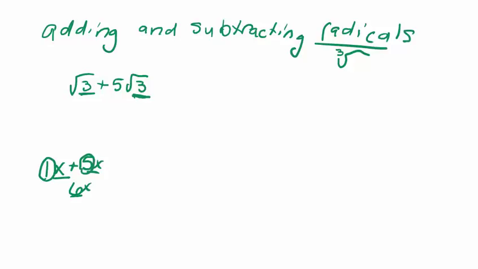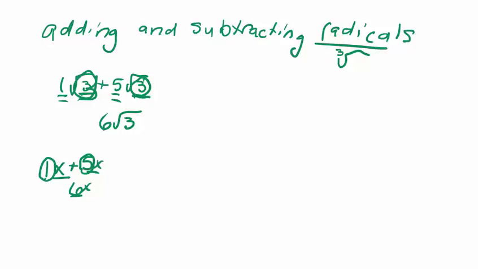We're going to do the same thing with the square root problem up here. Again, there's kind of an understood 1 here. So 1 root 3 plus 5 root 3 is just 6 root 3. So again, when the number underneath the square root is the same, we just add the numbers in front or subtract depending on what you're doing.